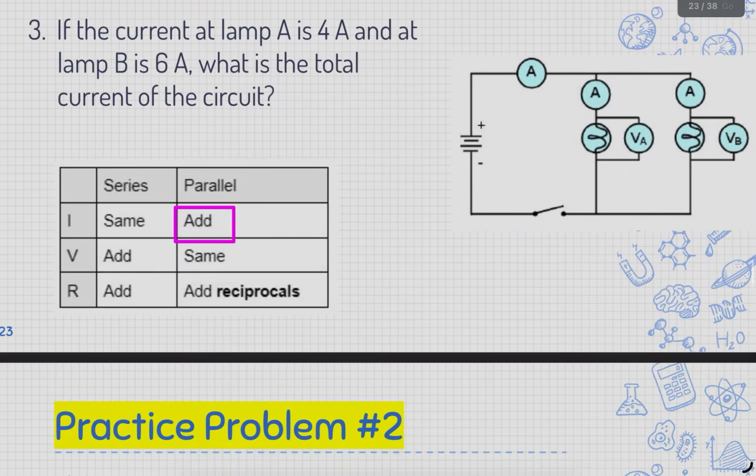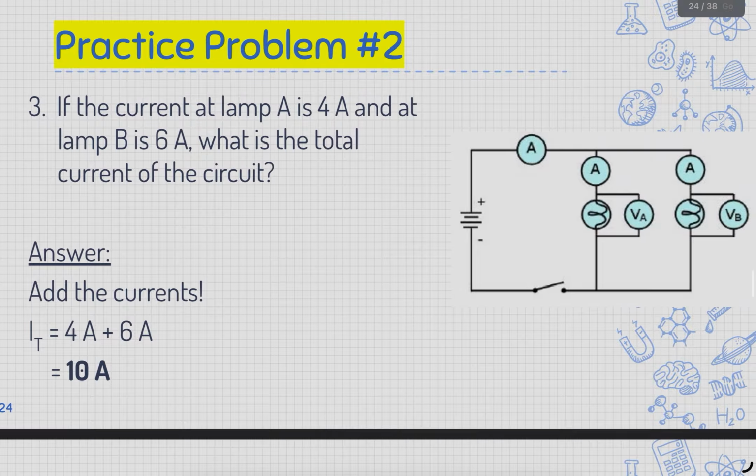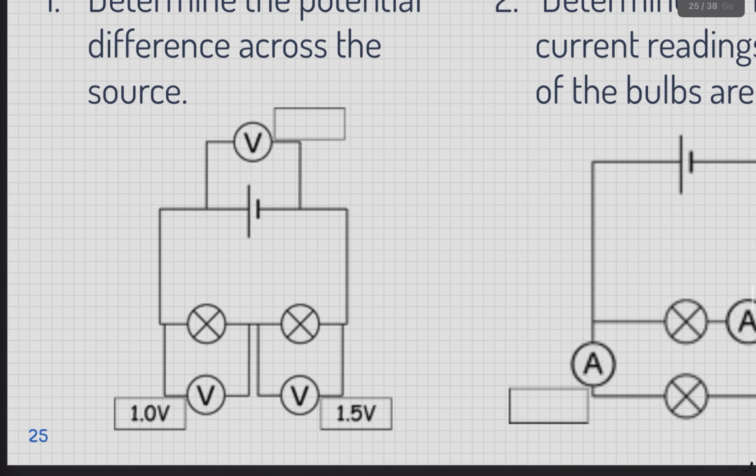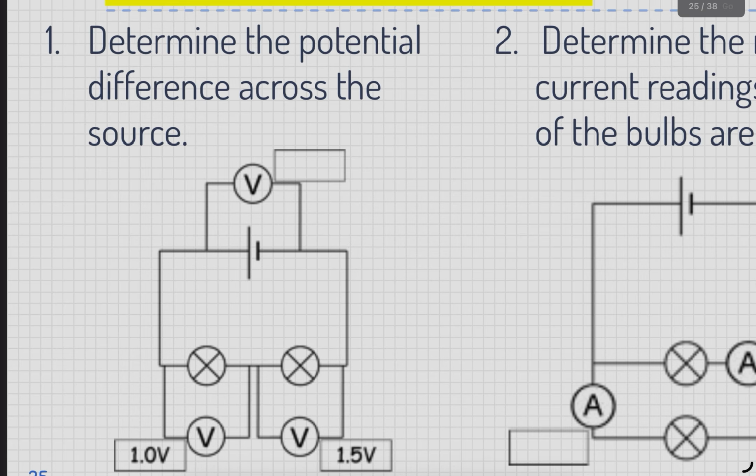So, from here, we have another problem. This is basically just a cleaner way of saying what I just said. So, practice problem 3: determine the potential difference across the source and determine the missing current readings of the bulbs. We know the resistances of the bulbs are the same. Let's start off with the first one. Potential difference is just another word for voltage across the source.